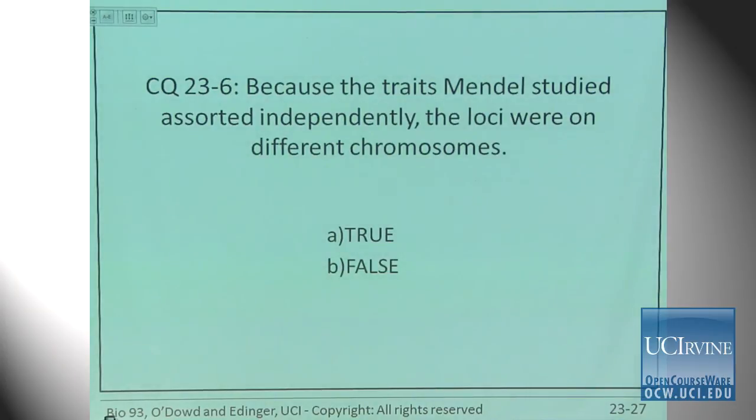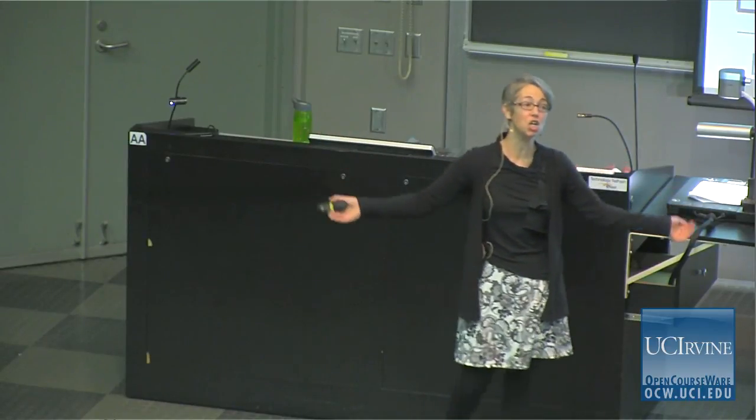Okay, so let's see if that makes sense. Because the traits Mendel studied assorted independently, the loci are on different chromosomes. Is that true or false? All right, well, the answer is false. Okay, so 2 of the traits that Mendel studied are now known to be on the same chromosome. But they're far enough apart on that chromosome that they appear to assort independently. The recombination frequency is high.